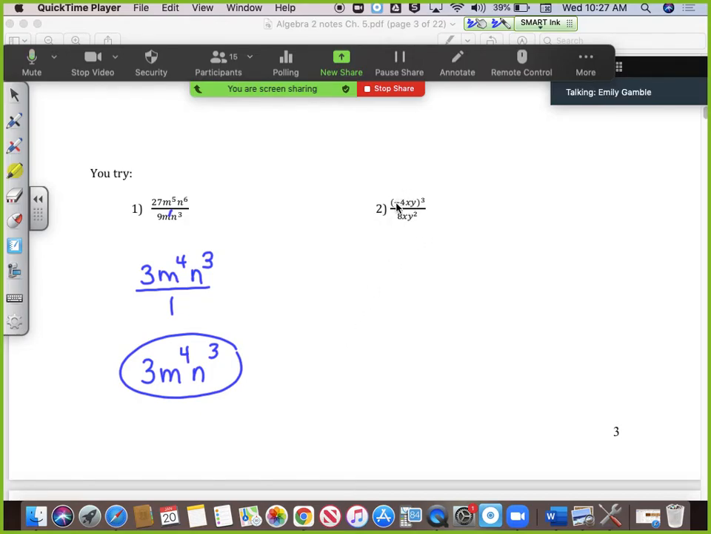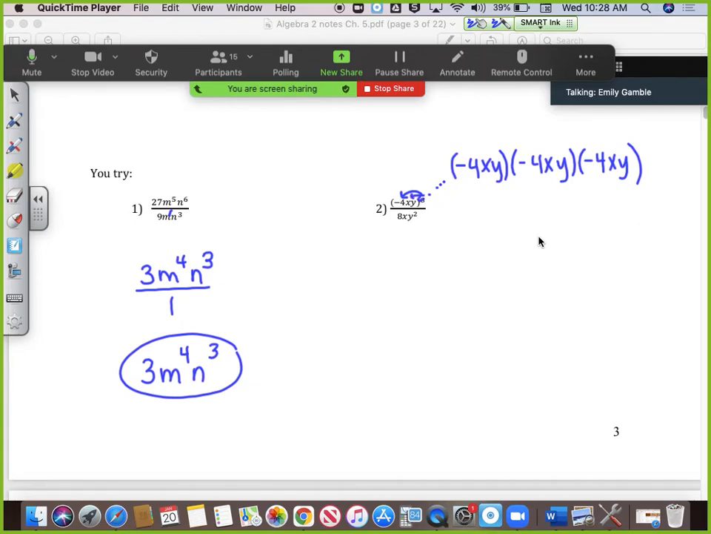Number 2, we have parentheses, and inside the parentheses we have negative 4xy, and that's all being raised to the third power. I want you to realize that when that happens, that means the base is being multiplied by itself 3 times. Negative 4xy, negative 4xy, negative 4xy is being multiplied by itself 3 times. That's what that means. So when we use the power rule, we have to distribute the power of 3 to all of the different terms. So the 3 gets distributed to the negative 4, to the x, and to the y.